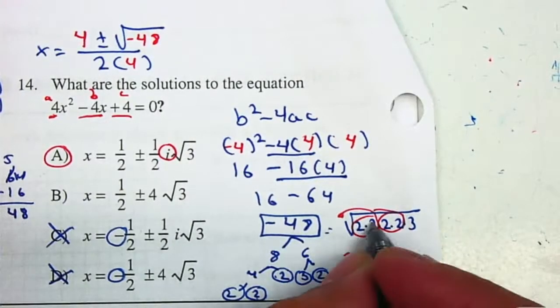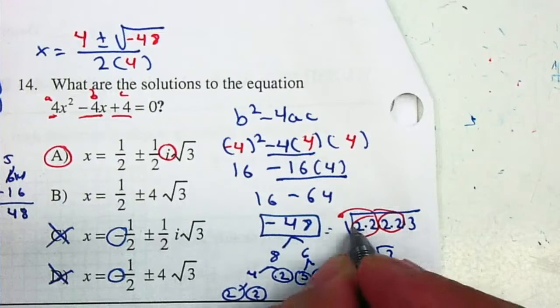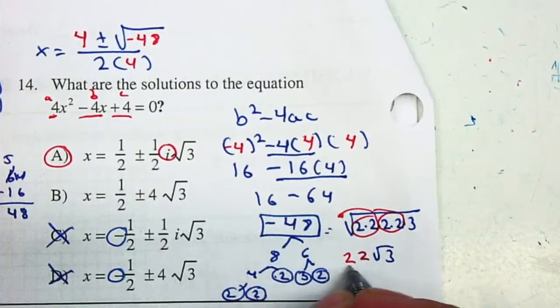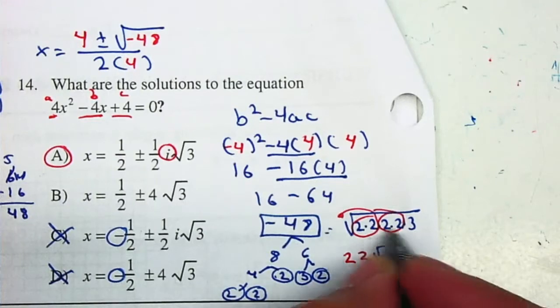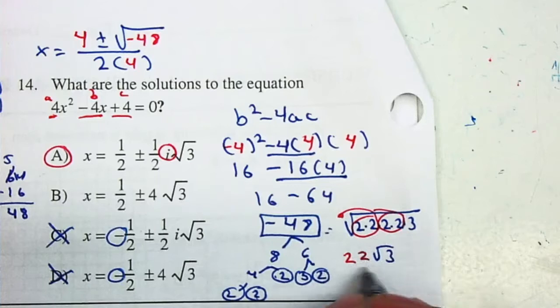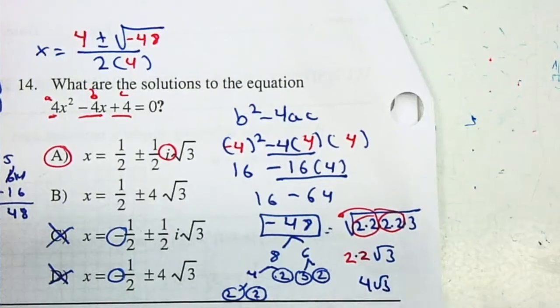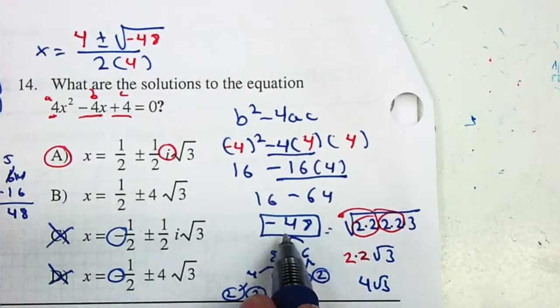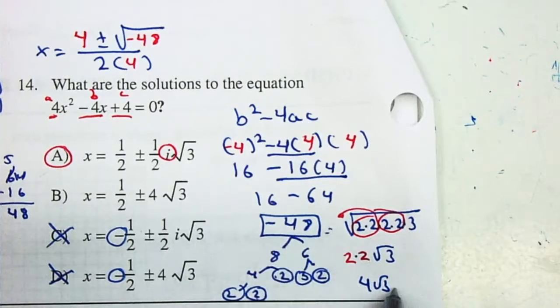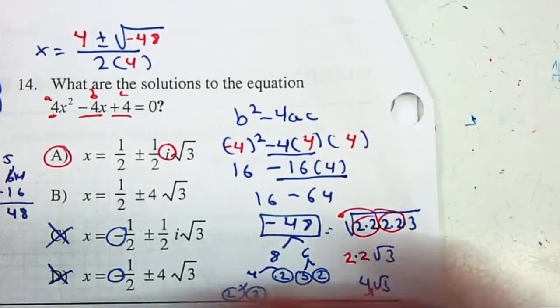So remember, whenever you take out 2, they come out as 1. Because 2 times 2 is 4, and the square root of 4 is 2. Same thing with this. 2 times 2 is 4, and the square root of 4 is 2. That gives me 4 square root of 3. Remember, another way to do this is the square root of 16 times the square root of 3. So it gives you 4 square root of 3. And because it's negative, let's not forget your i.